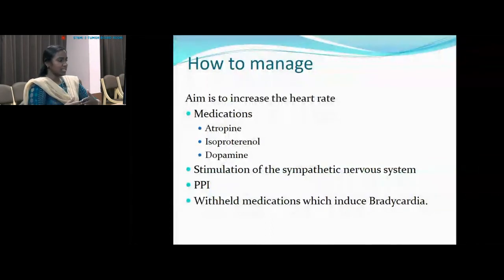And what about the etiology? We saw that medications which cause bradycardia should be withheld or avoided. And the permanent treatment for this sinus bradycardia is permanent pacemaker implantation.